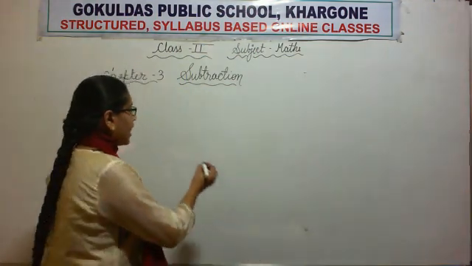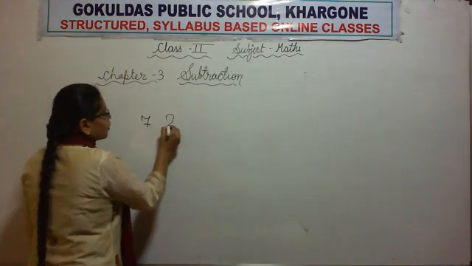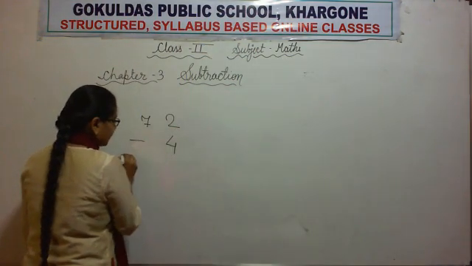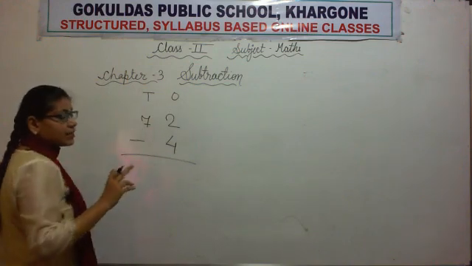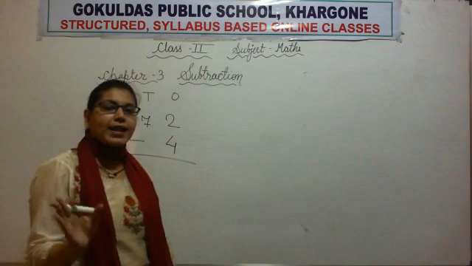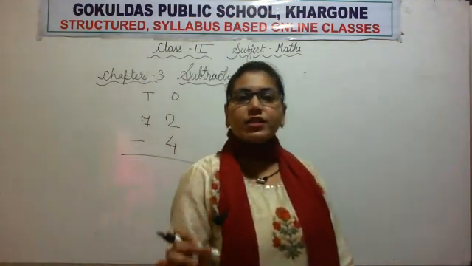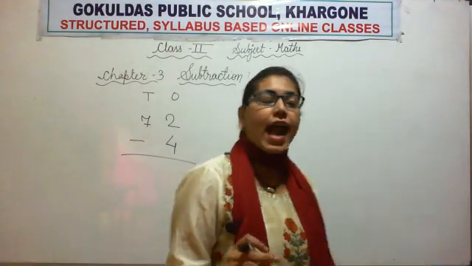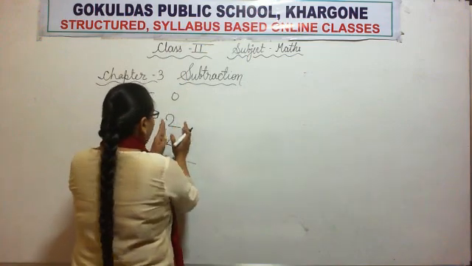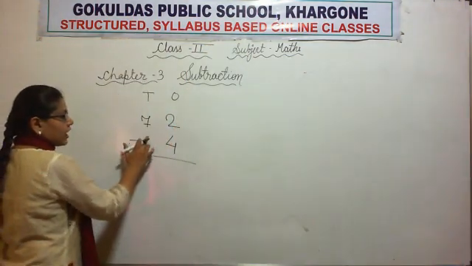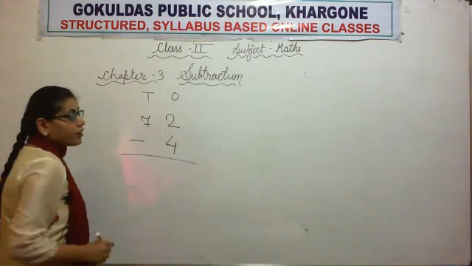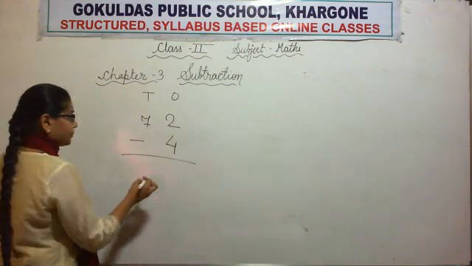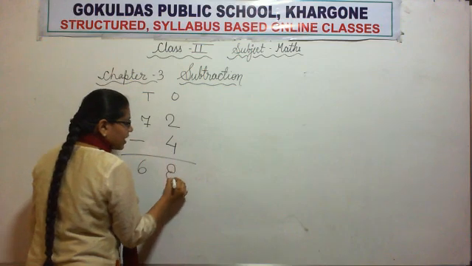Just now we did 72 minus 4. See, always remember, write ones below ones and tens below tens, whether it is plus or minus, whether it is addition or subtraction. We will always write ones below ones and tens below tens. Since no tens is there, we will not write anything here. So what did we get as the answer? We got 68 as the answer.